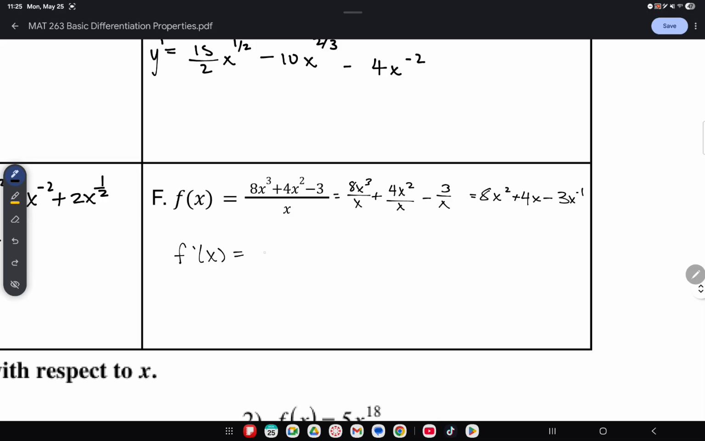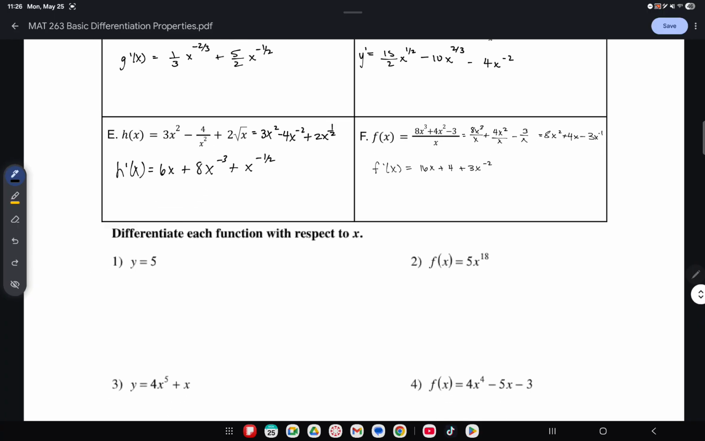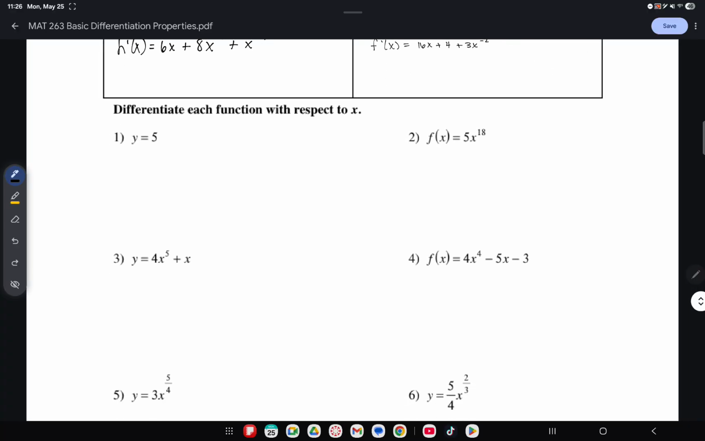So a derivative would be 16x plus 4 plus 3x to the negative 2. Okay? So those are the basic rules right now. There will be more rules to follow, but for right now, that's all we're going to do. And so now let's just do a whole bunch of mixed practice here. So we're going to differentiate each function with respect to x.